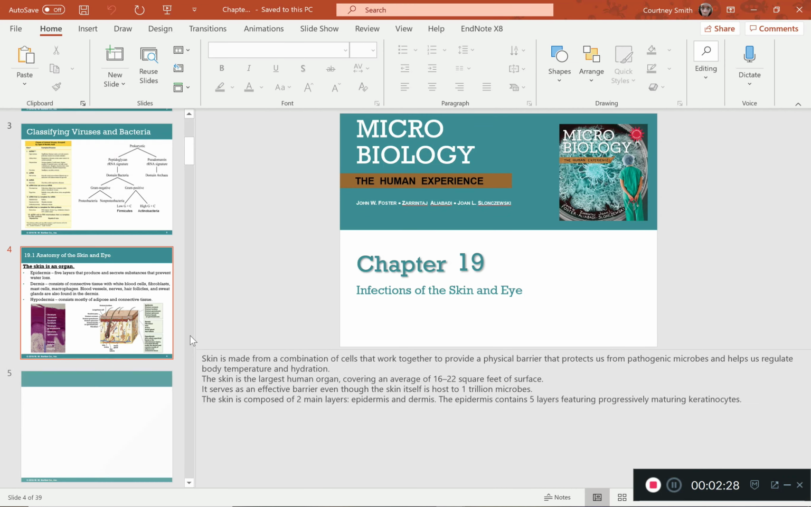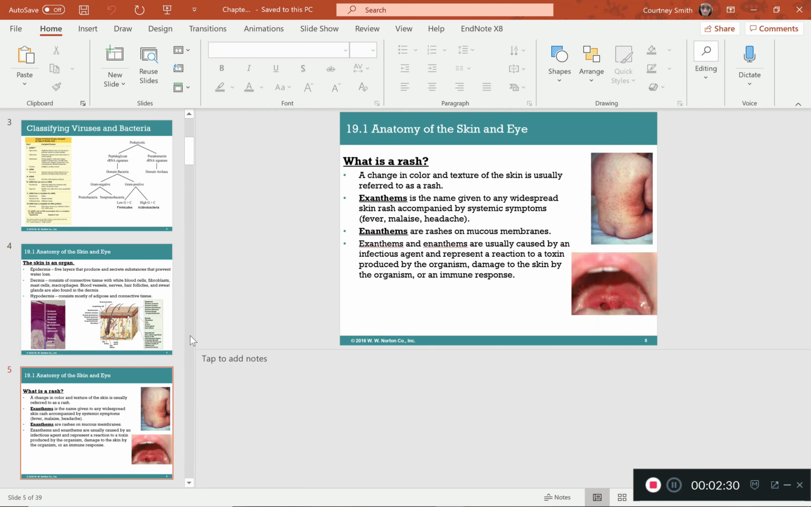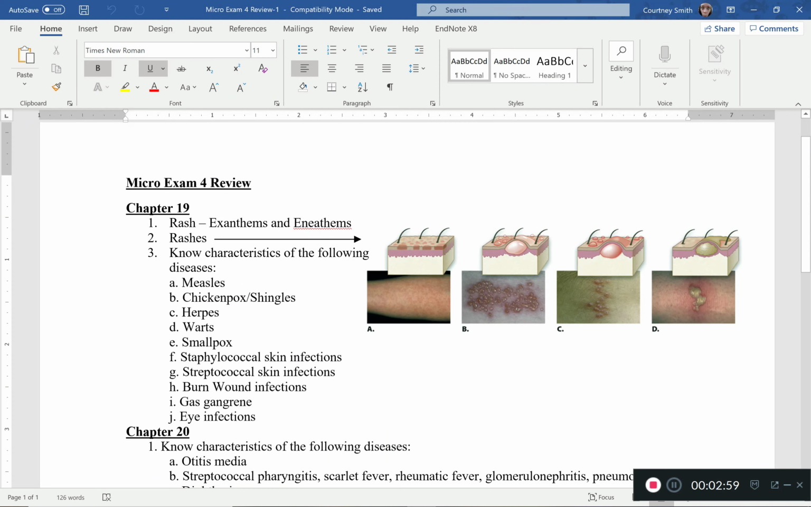So here are the differences. Exanthematous is normally associated with systemic infections, with symptoms such as headache, fever, and malaise, whereas the other one is just associated with rash on the mucous membrane, such as the oral cavity or the vaginal cavity. With that, I believe it takes us directly into diseases.